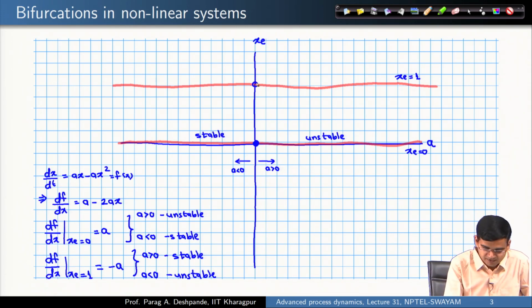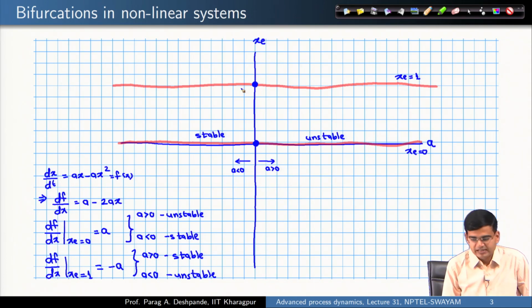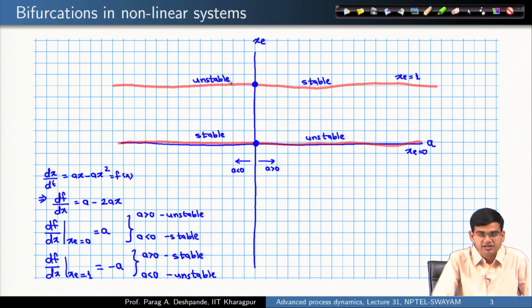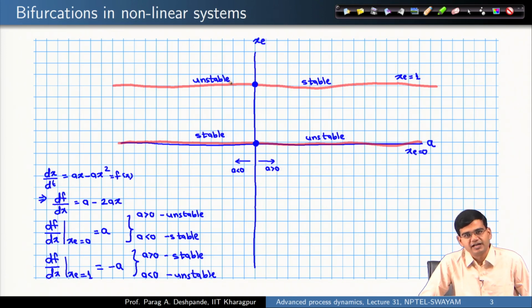Similarly, about this point, now x is equal to 1, for a greater than 0 I have stable, you can see here. So, therefore, this is stable and this is unstable. So, this is the bifurcation diagram which I get for dx by dt is equal to a x minus a x squared, which is the logistic population growth model which we have studied previously.